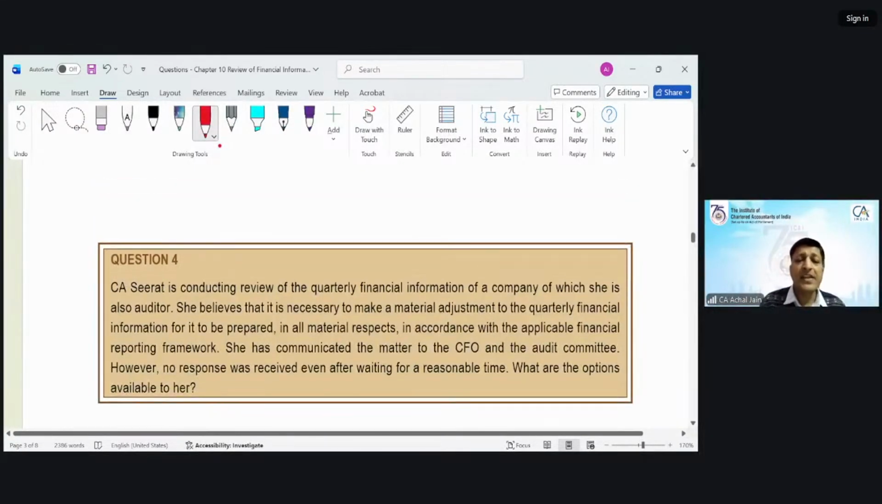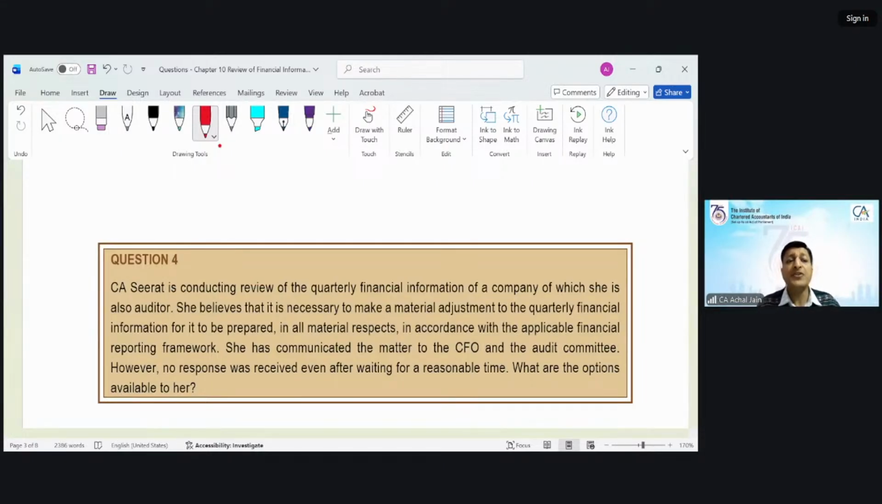Next, CA Sirat is conducting a review of quarterly financial information of a company of which she is also the auditor. She believes it's necessary to make a material adjustment to the quarterly financial information for it to be prepared in all material respects in accordance with the applicable financial reporting framework. She has communicated the matter to the CFO and the audit committee. However, no response was received even after waiting for a reasonable time. What are the options you think are available to her? Over to you.